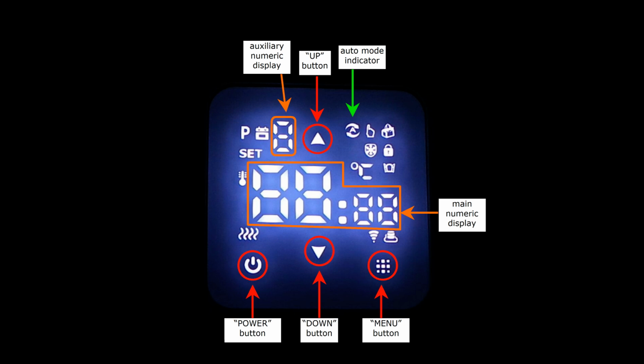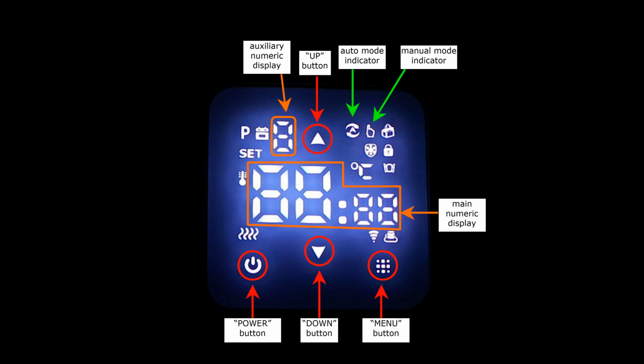So this one that looks like a letter A with an arrow above and below it, that's the auto mode indicator, and that illuminates when the radiator is in the programmed mode, such that it's changing the temperature at different times of the day automatically according to the program setting.